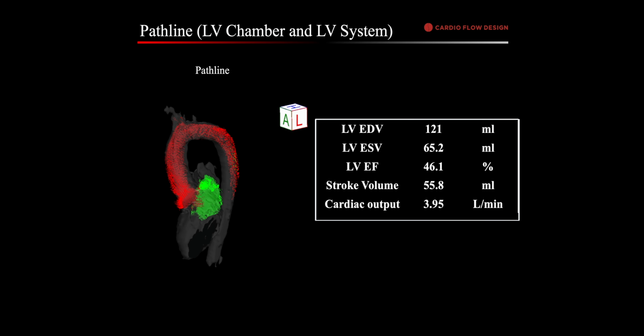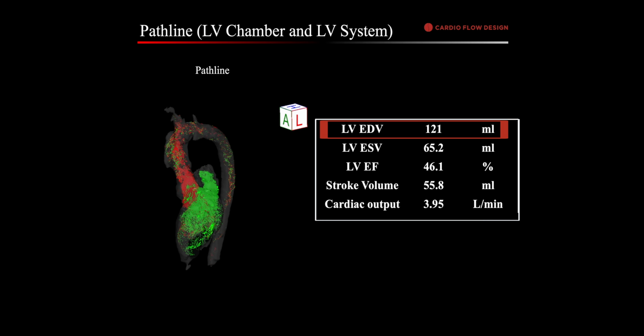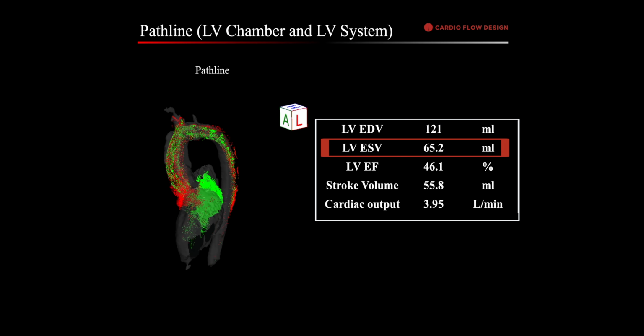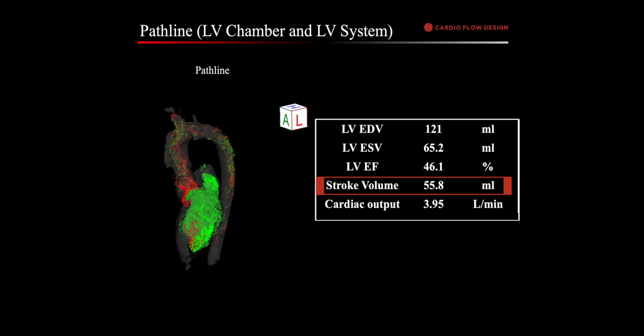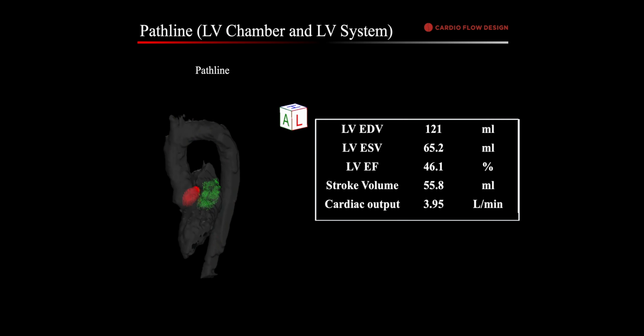Pathlines trace the trajectory of individual particles over time, offering a dynamic perspective on fluid movement. By utilizing pathlines, we gain a more detailed view of local flows. By looking at the end diastolic volume and systolic volume, ejection fraction, stroke volume, and cardiac output together with pathlines, we gain a better understanding of what is going on within the heart.